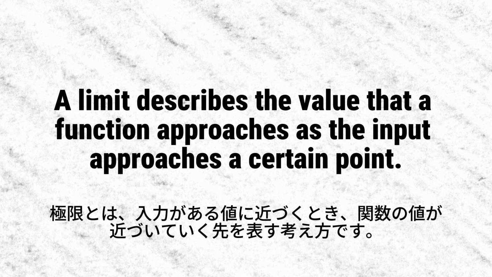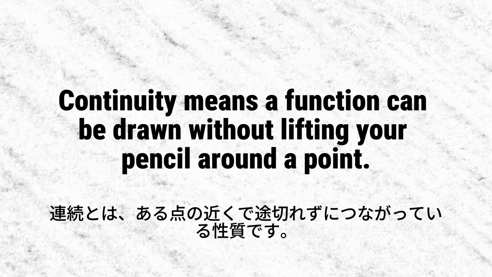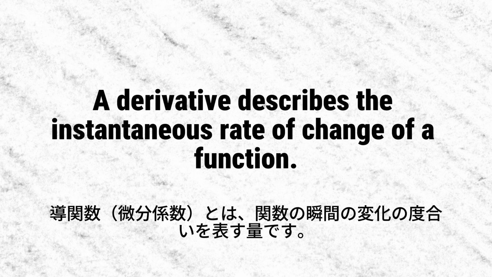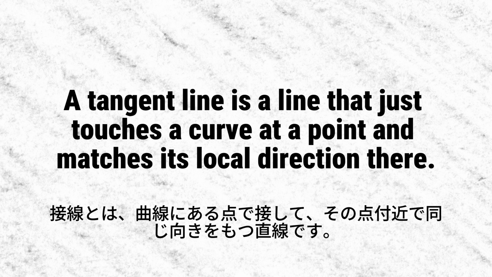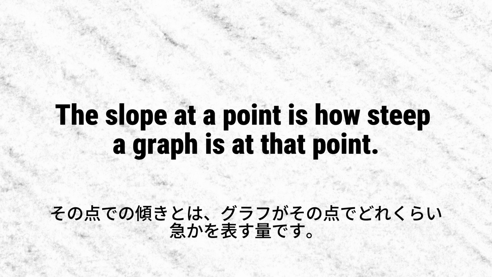A limit describes the value that a function approaches as the input approaches a certain point. Continuity means a function can be drawn without lifting your pencil around a point. A derivative describes the instantaneous rate of change of a function. A tangent line is a line that just touches a curve at a point and matches its local direction there. The slope at a point is how steep a graph is at that point.